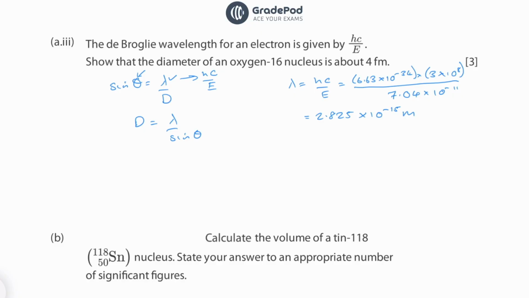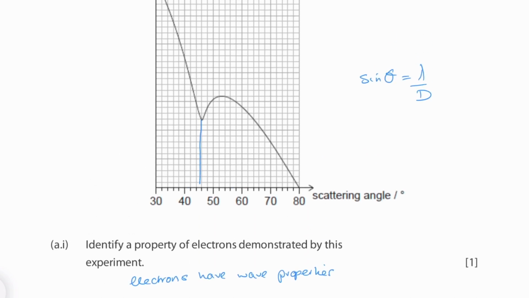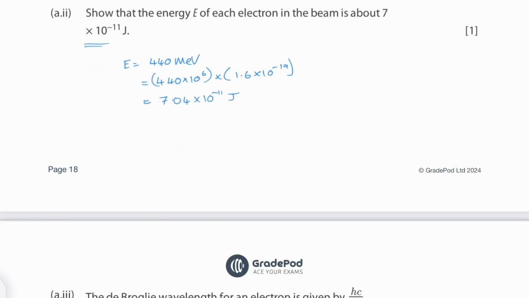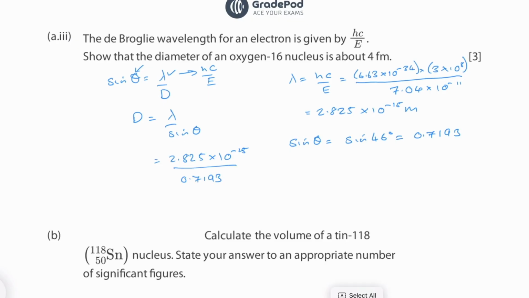Then we want to find out sine theta. So sine theta is equal to, let's go up to the graph, theta is equal to 46 degrees. Sine 46 is 0.7193. Let's pop this stuff in. That's going to give us a diameter of 3.93 times 10 to the minus 15 meters. And it says about 4 femtometers. So if we give it to one significant figure, 4 times 10 to the minus 15 meters, which is equal to 4 femtometers. Job done.